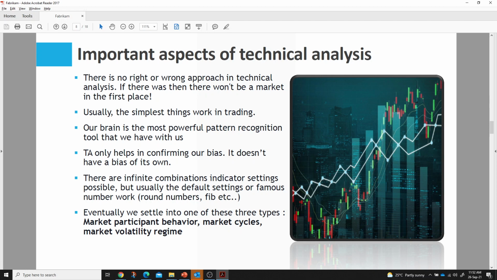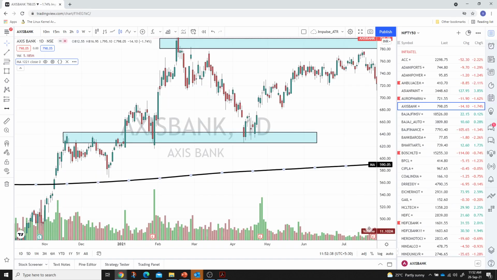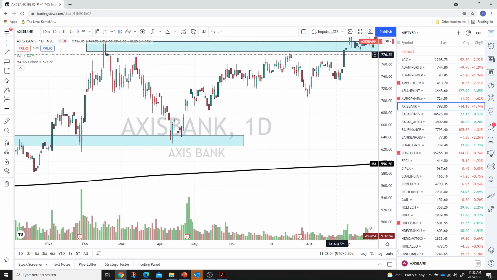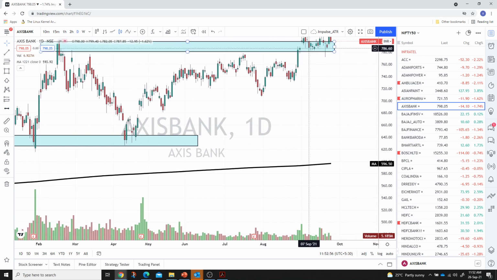Then eventually we have to settle into these three types of trading mindsets. So you are analyzing market participant behavior. For example, you can consider auction theory, or you can consider Dow theory. So what are people doing? We can look at it. As I said, I am looking at it here that people will come in and buy at this point because this offers a place of value. I can say people will sell here because this has been a resistance over time, and most probably people will profit book. That is one view I can take.